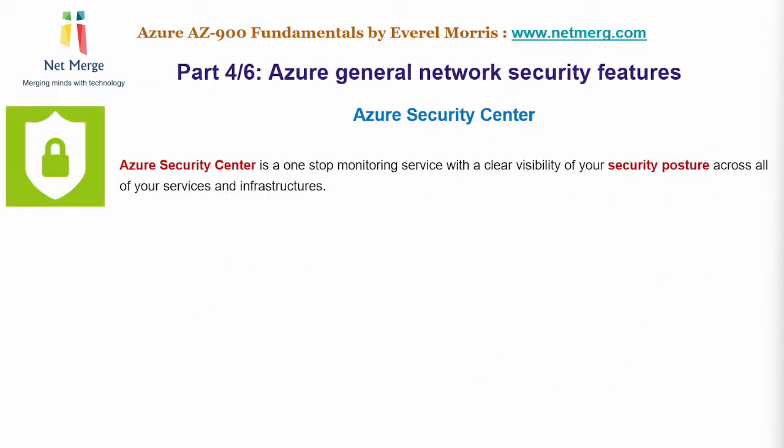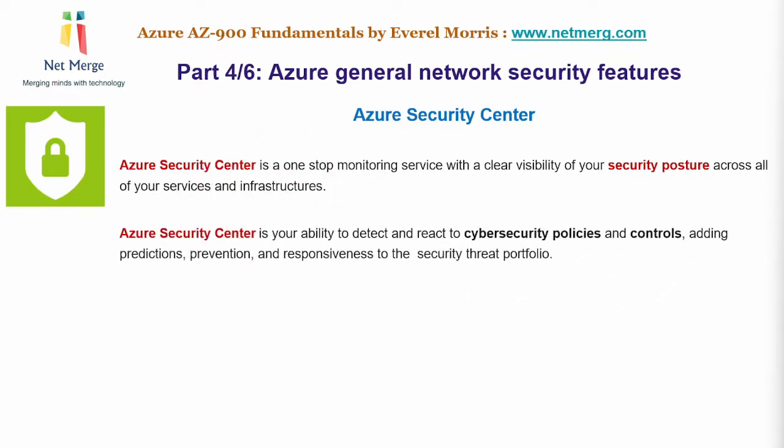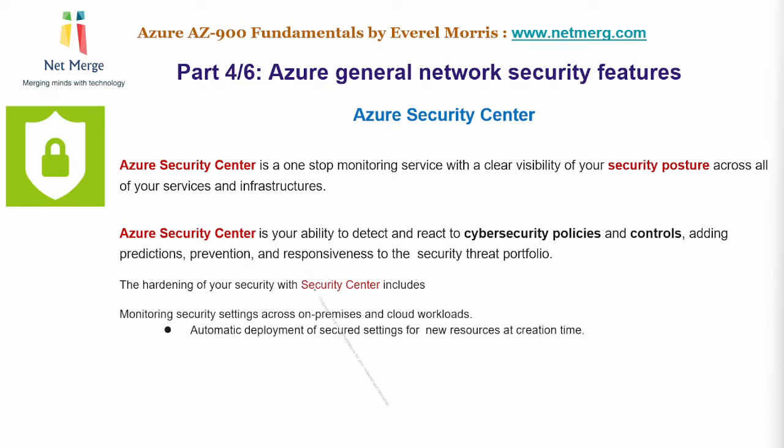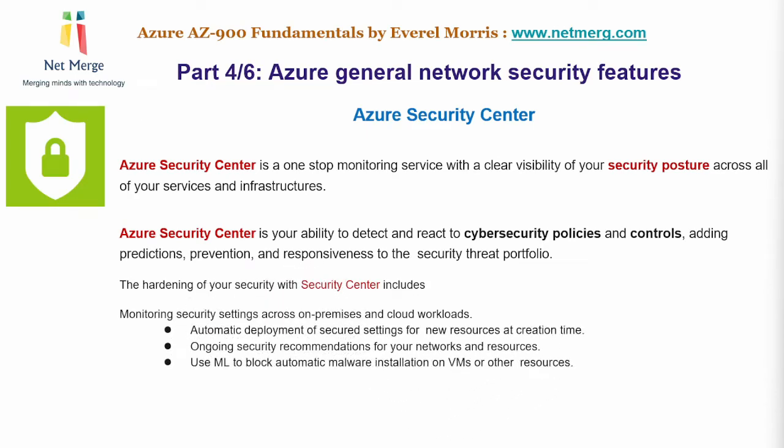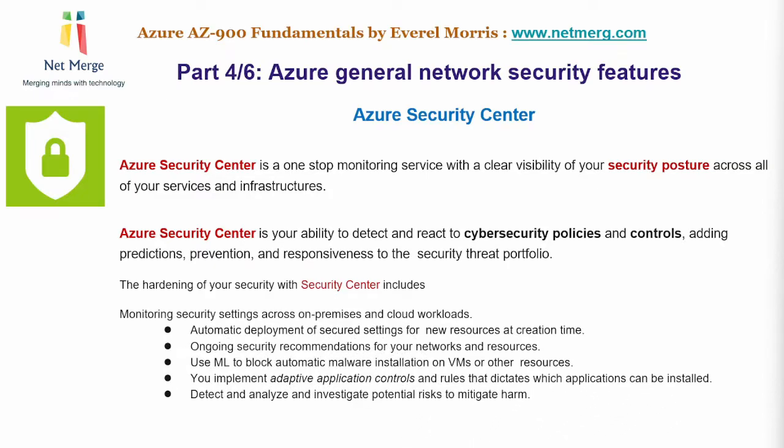Now we want to take a look at the Azure Security Center. It's really a big part of the Azure ecosystem. Security is a really big part of Azure, and we want to understand it. It's a one-stop monitoring service with clear visibility, again, clear visibility of your security posture across all your services and infrastructure. So when we talk about cybersecurity and controls and policies, we want to talk about the Azure Security Center as well. Again, I put together a list of the different things that it's able to do so you could understand the power behind the Security Center.